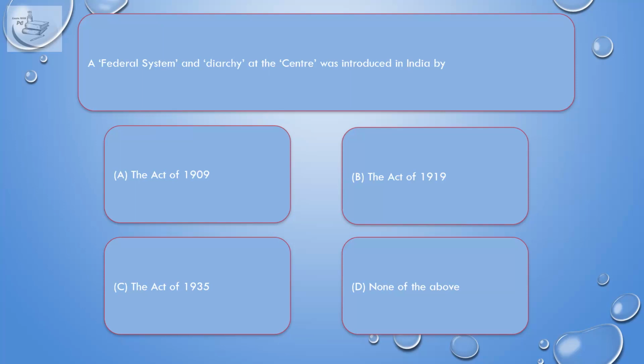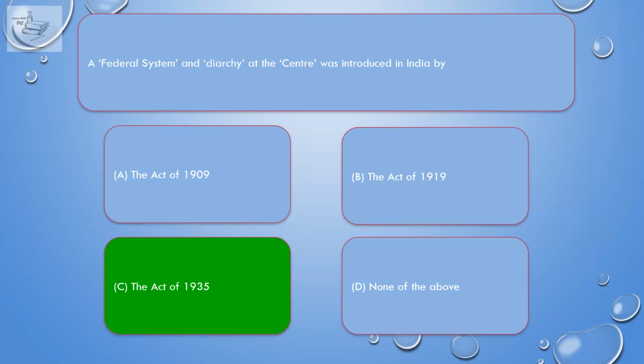Question: a federal system and diarchy at the centre was introduced in India by A. the Act of 1909. B. the Act of 1919. C. the Act of 1935. D. none of the above. Correct answer is C. the Act of 1935.